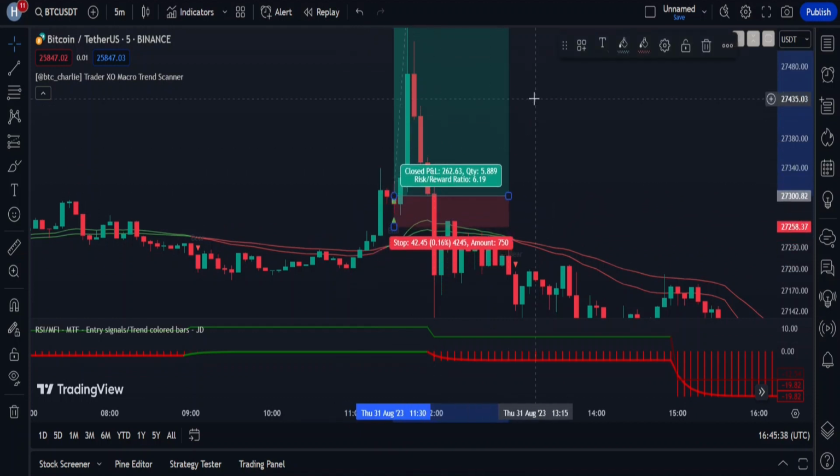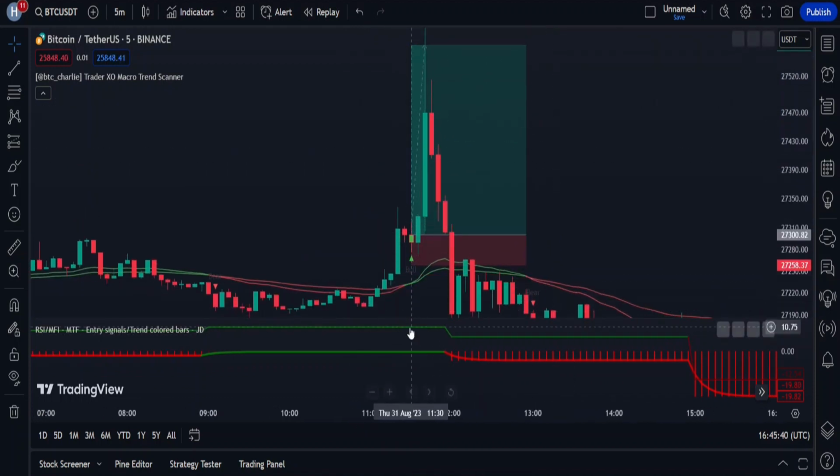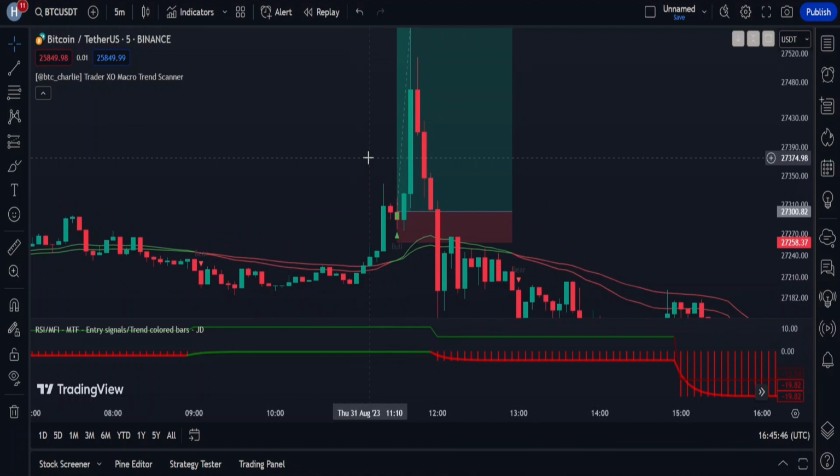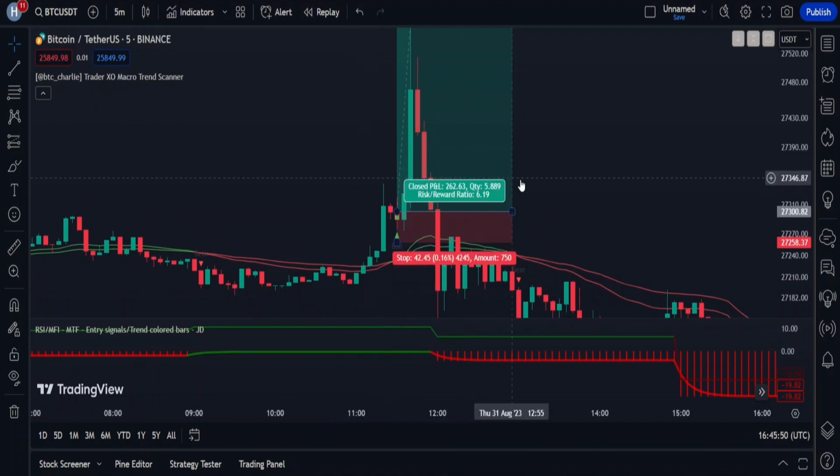For example, here we can see we got a buy signal, so we will only enter the trade if this RSI line is also green. And similar goes for a sell signal. So now that our chart is set, let's go through the complete rules for entering a buy and sell trade using this strategy.